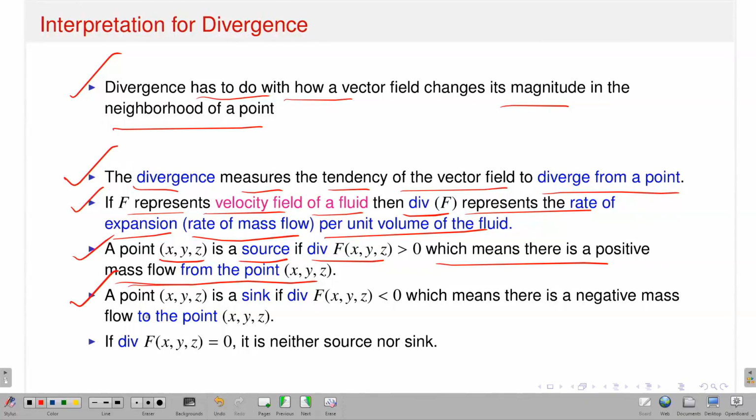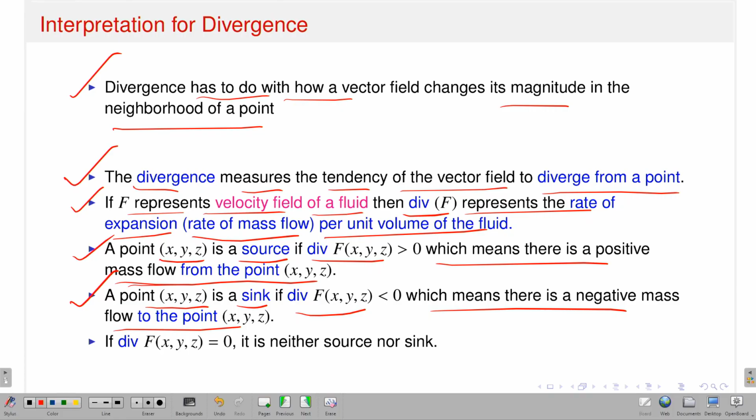Similarly, a point x, y, z is a sink. The first one is the source, the second one is the sink. If the divergence of capital F at the point x comma y comma z is negative, which means that there is a negative mass flow to the point x, y, z. So, if I calculate the divergence of capital F at the point x, y, z and it turns out to be a positive quantity, then I am saying that the point is a source. In other words, there is a positive mass flow from this point.